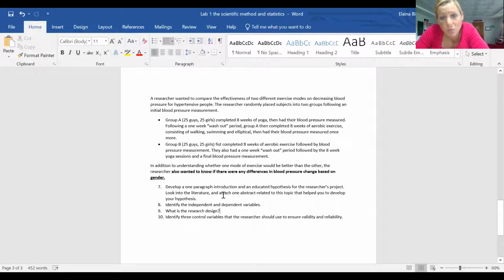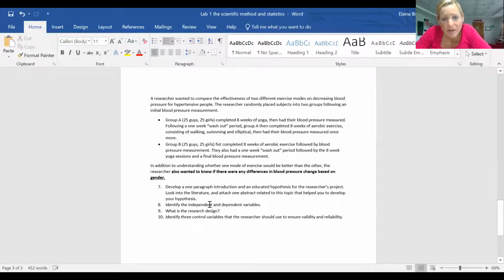Again, you're going to attach one abstract related to this topic that helped you to develop your hypothesis. This is just my way of making sure that you know what a scholarly source is, okay? Again, you've done lab reports in anatomy and phys, so that should be familiar for you. Like I said, almost all of you or all of you have already taken research methods, so you should know what a scholarly article is, but attach one abstract just so that I know for sure, okay?